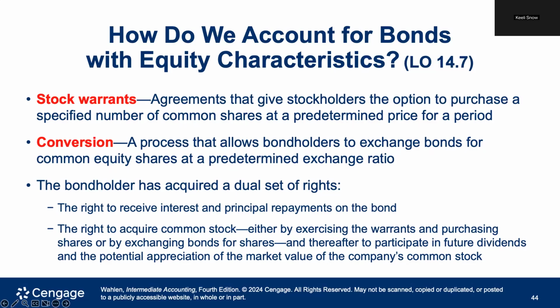All right, we are going to try to finish up chapter 14 today. The next thing on our chapter 14 agenda is how we deal with bonds that have equity characteristics. So we're moving into a hybrid kind of territory. These are bonds that aren't just debt. They also have interest and principal repayment. So the bondholders get potential ownership benefits. And there are two major ways that this happens, and that is stock warrants and convertible bonds.